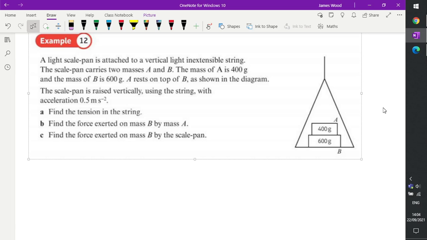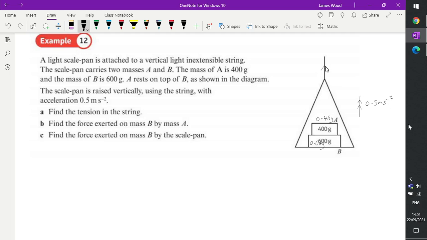The mass of A is 400 grams. That g there is for grams. So I'm actually going to relabel this, I think. Rather than 400 grams, I'm going to write it as 0.4 kilograms. Okay, then this other one is going to be 0.6 kilograms, just so we don't get confused with our g's and grams. A rests on top of B, as shown in the diagram. The scale pan is raised vertically using the string with an acceleration 0.5 meters per second squared.